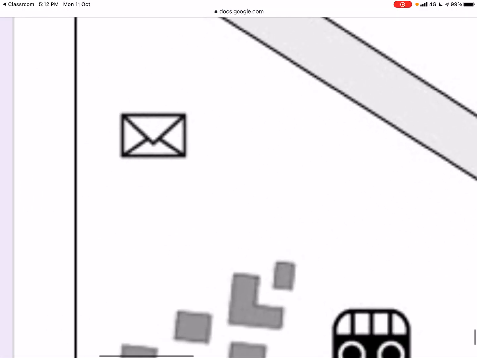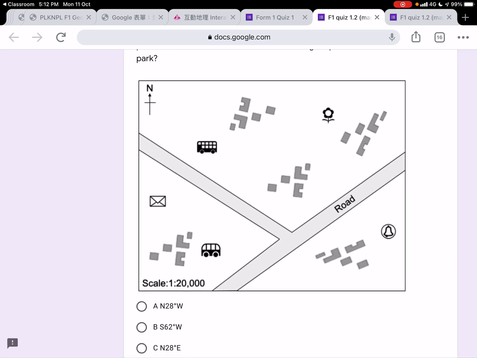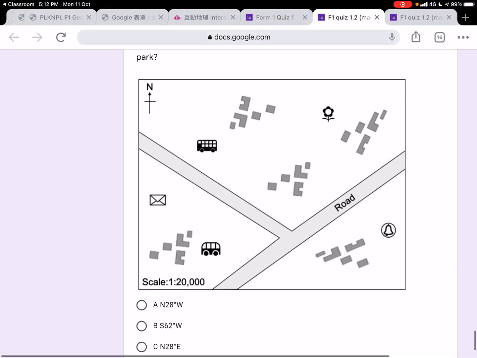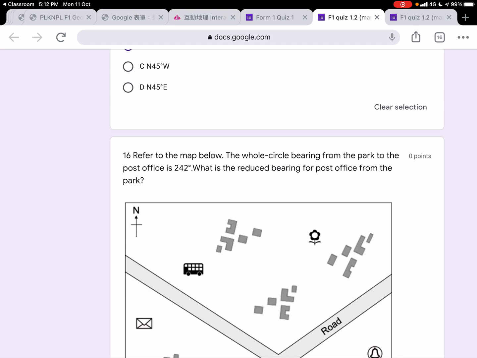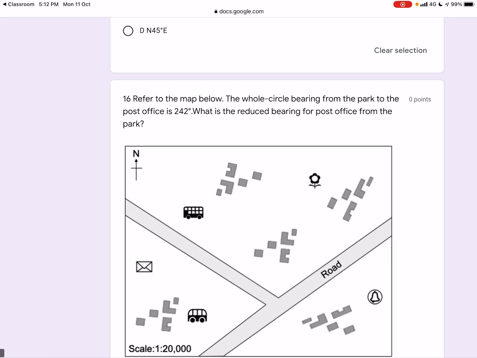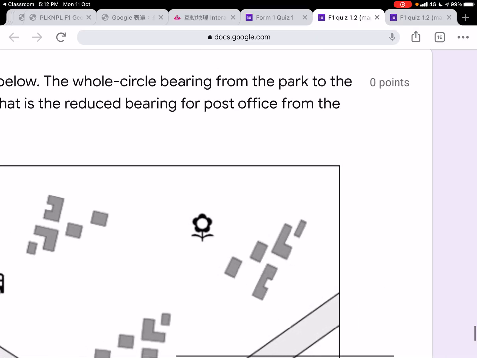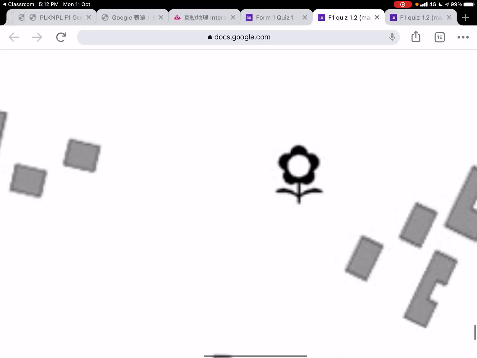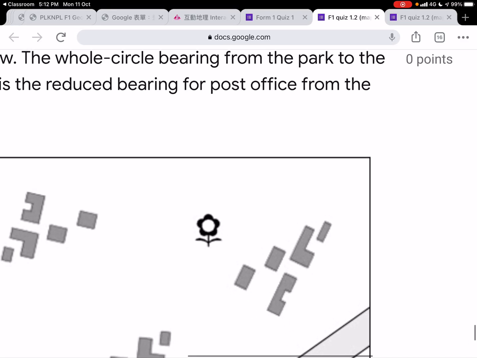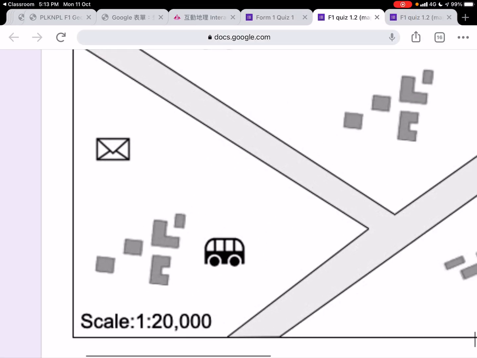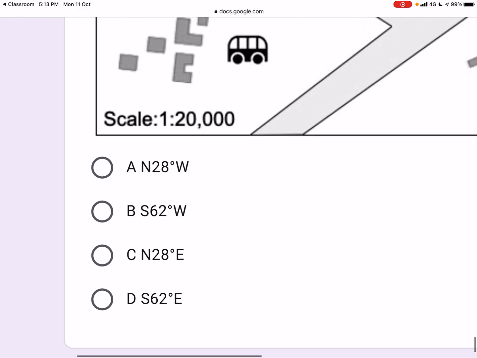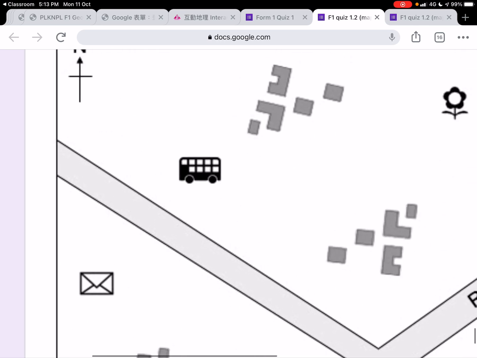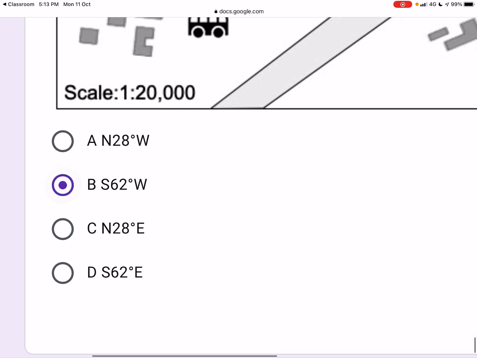This direction. So accordingly, we are going to find that the reduced bearing should be north, not north, sorry, I've missed a word. From the park, be careful. Yeah, Mr. Leung also made this mistake, okay? Not from the post office, from the park. Be careful, from the park. Then you should set the course right here instead of the post office, okay? Sorry about that. And then from the park to the post office, it should be south something. So, south 62 west or south 62 east. It lies in the direction of east or west. It should be west, so accordingly it should be like this, okay?